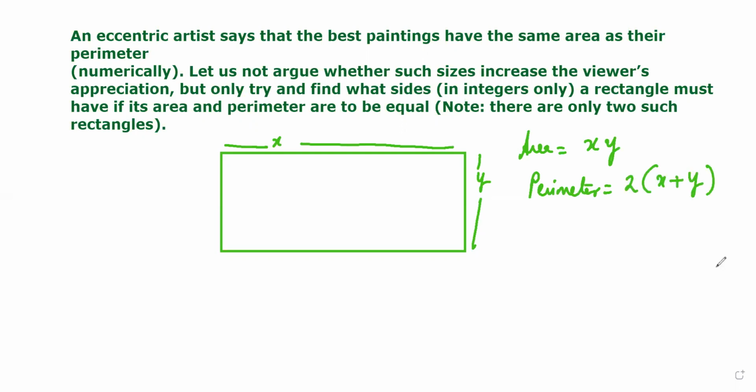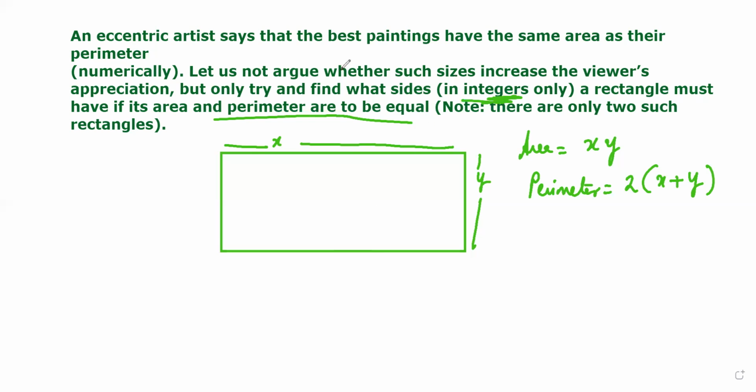Now the constraint here is looking at paintings where the perimeter is equal to area. They're saying that the best paintings are made in this framework. Again, we are not going to look into that part. Mathematically, we are going to solve this problem. So we need integer values for x and y, and the area and the perimeter are to be equal. There are only 2 such rectangles, just saying. Let's find out what they are.